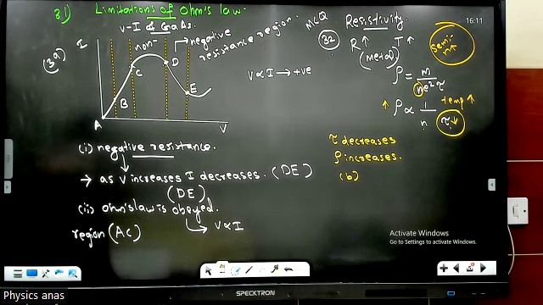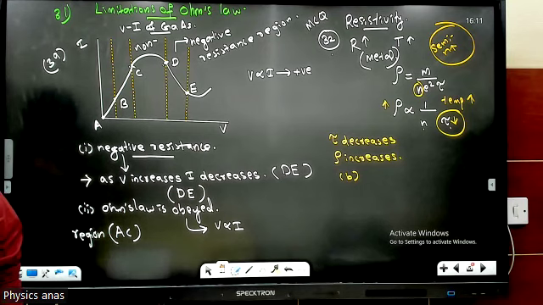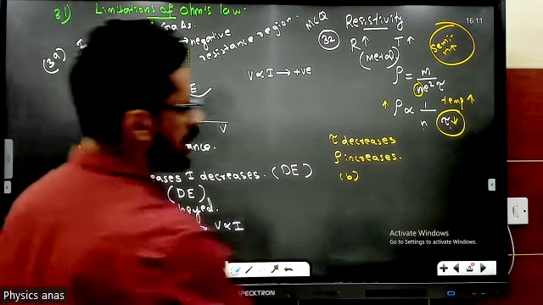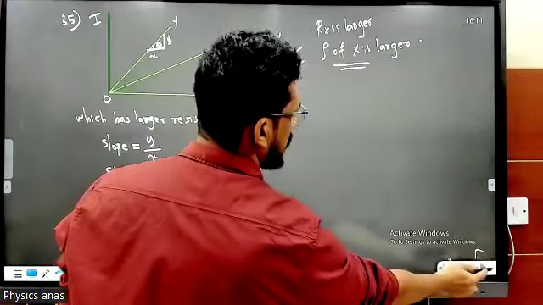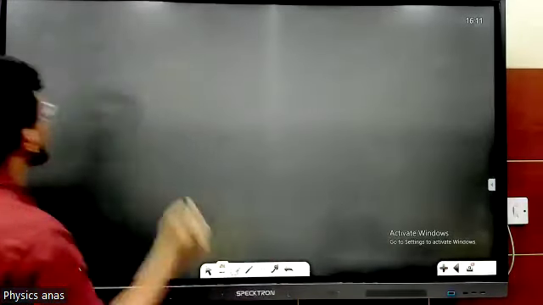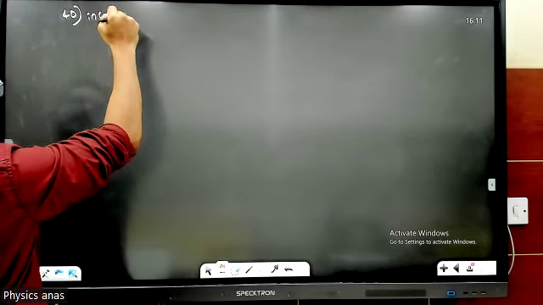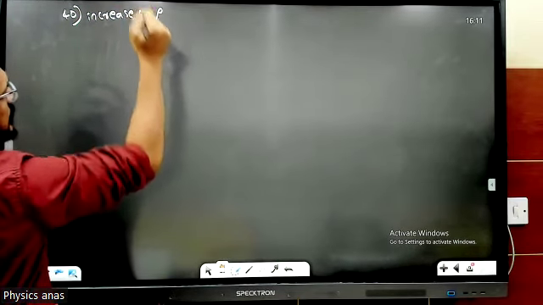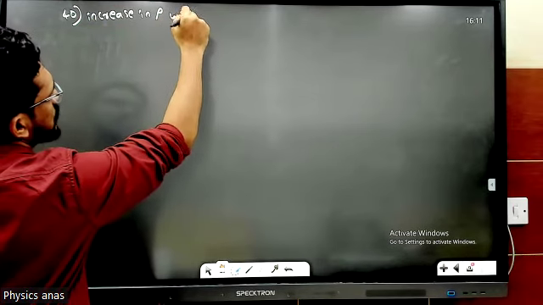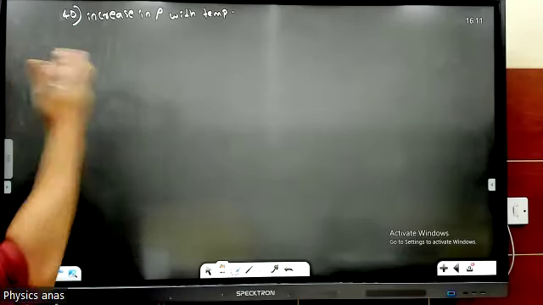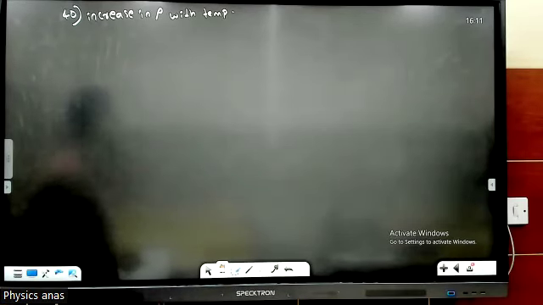And question number 40. How does one explain the increase in resistivity of a metal with the increase of temperature? How can we explain the increase in resistivity with the temperature?